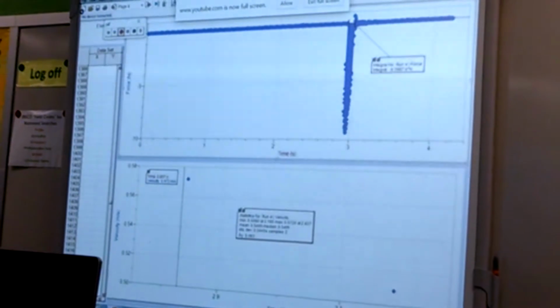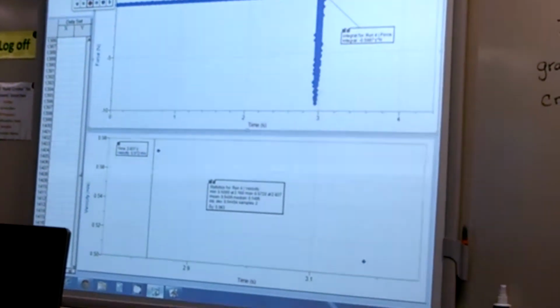Logger Pro open with my data from my multiple runs. I'm just picking one of them.